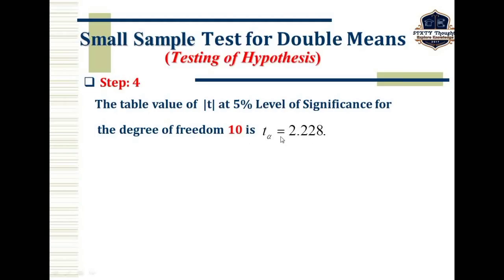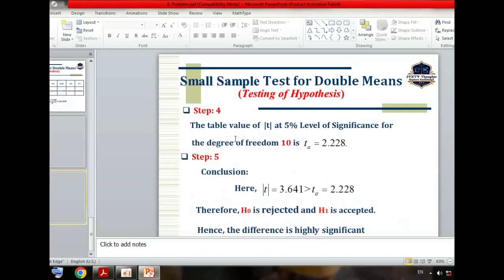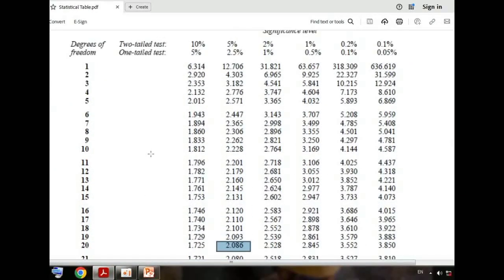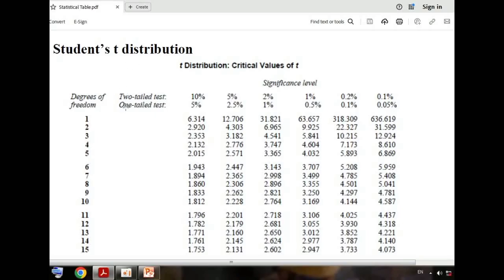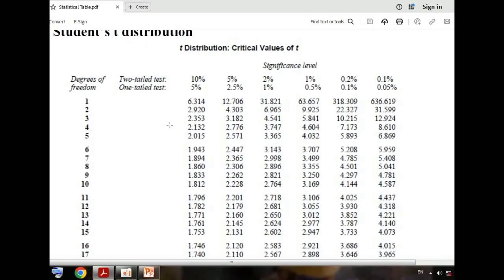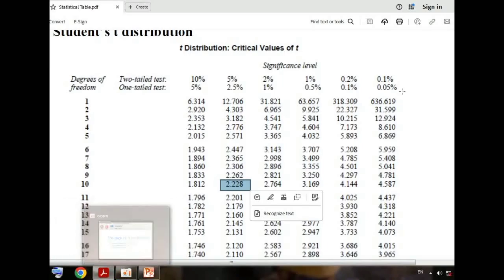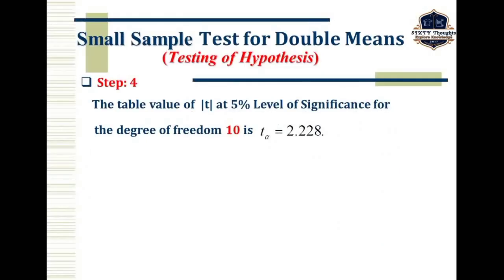How do we write this? I will show how to find it using the statistical table. This is the statistical table for the student t distribution. Our problem is a two-tailed test at 5%. The degree of freedom value is 10. So the value for 10 is 2.228. This is called the critical value. Therefore we get the critical value t alpha equal to 2.228.